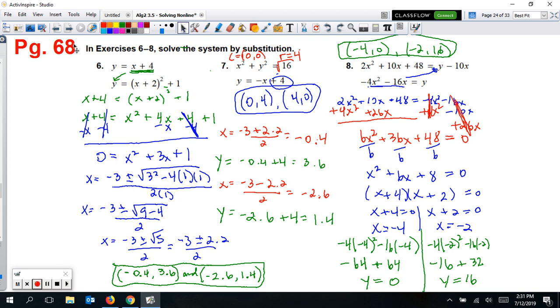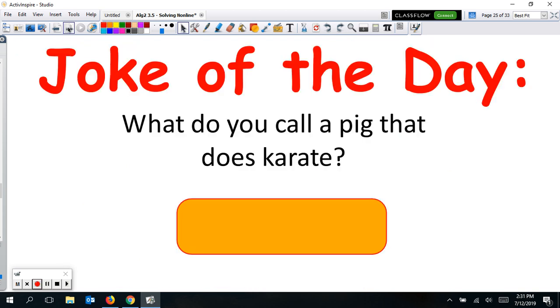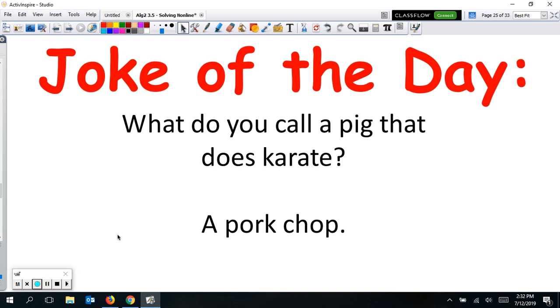All right, let's take a quick short break for a joke of the day. So here we go. What do you call a pig that does karate? Let me mentally picture a pig doing karate. What do you call a pig that does karate? A pork chop. Because he does his little hi-ya.